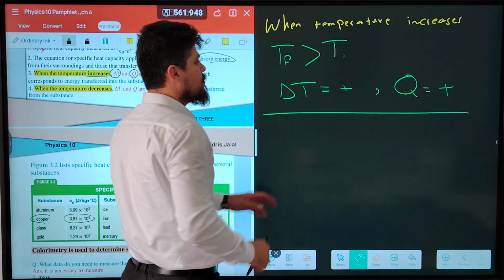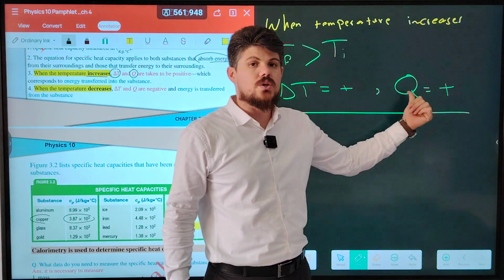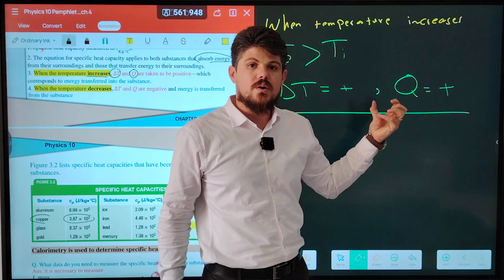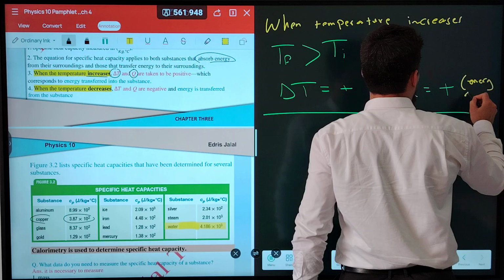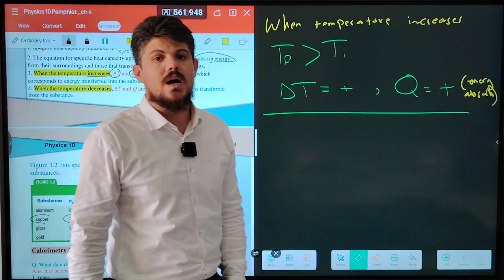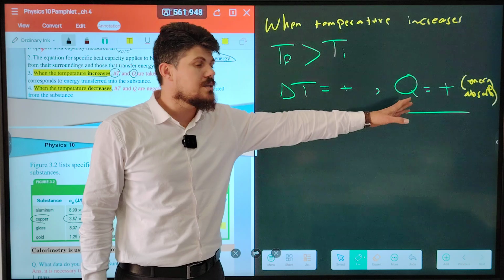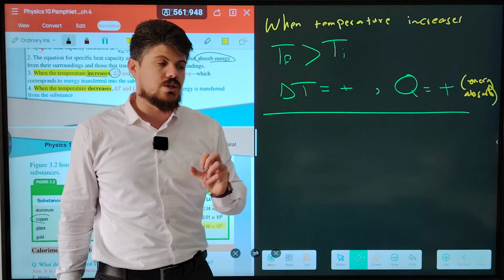Okay. What does the positive sign indicate for Q? Energy absorbed. Okay, this is energy absorbed. Because energy is a scalar quantity and has no direction, but here in this case, positive and negative for Q mean that the substance releases or absorbs energy.